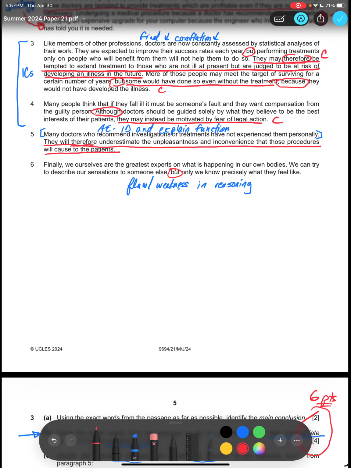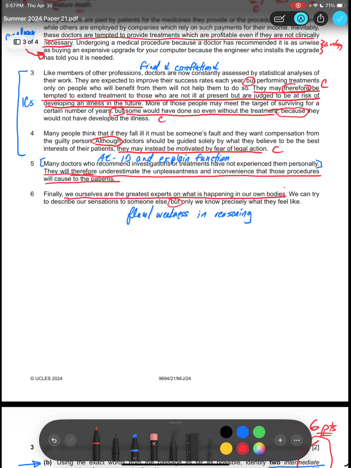So there's 3 clauses here. We are the greatest experts. We can try to describe sensations, but only we know what they feel like. It's a chain of reasoning. It's a counter and response. But the ultimate conclusion in this is we ourselves are the greatest experts on what is happening in our bodies. Reasons? We can try to describe it, but only we know what it feels like. Therefore, we ourselves. Okay? So we found all of that.